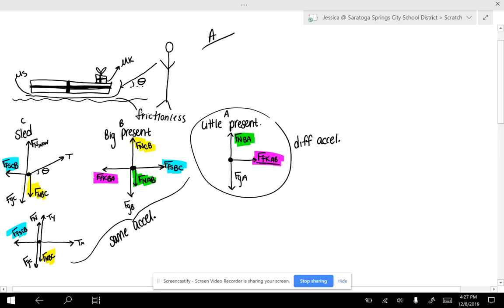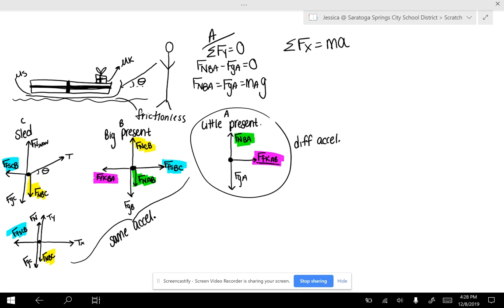So our net force equation in the y direction for A is going to equal 0, which means that the normal force from B on A is just equal to the force of gravity on A, which is just the mass of that little present times g. And then for A in the x direction, we might be accelerating, we might not be. So we're going to leave it as m_A a, and I should really write this as m_A a_A.